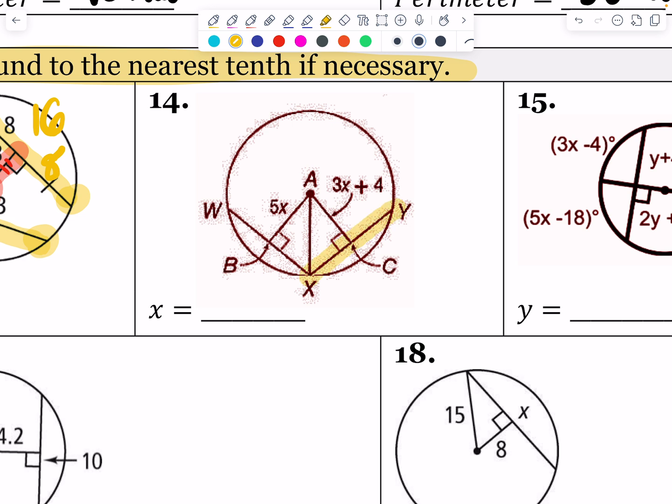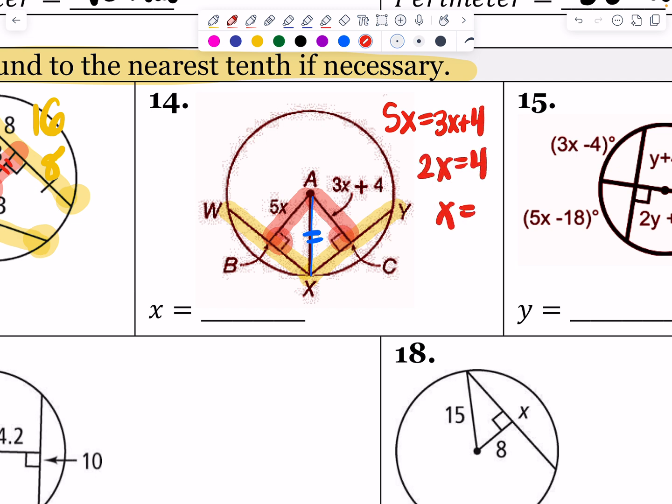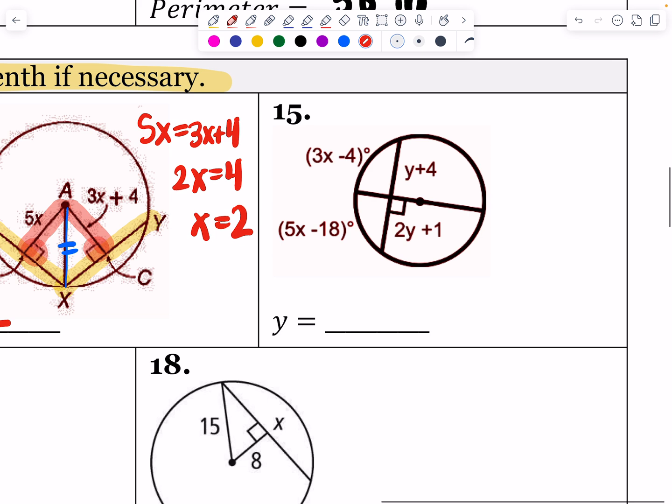We've got a chord here. We've got a chord here. We've got our right angles. We've got this piece, and we've got this piece. And so we know that those two triangles end up being congruent. Here is my hypotenuse. Those are overlapping, and so what we can do is say that those two pieces are going to be congruent. I can take 5x and set it equal to 3x plus 4, and so we'd end up getting 2x equals 4, and x is going to be equal to 2, because those two amounts are going to be the same. All right, 15.